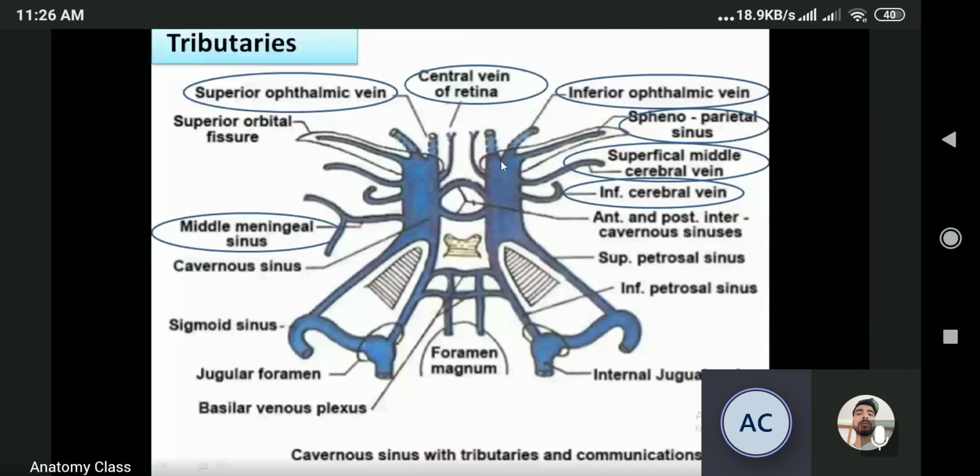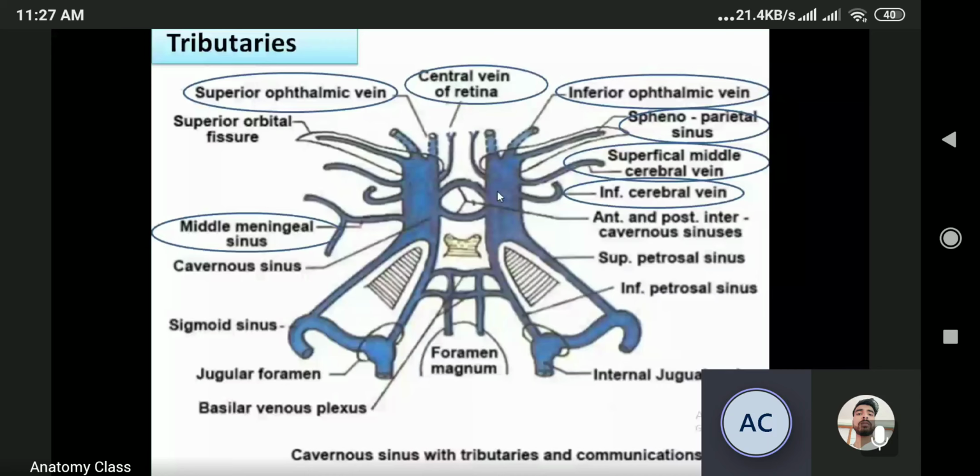While from the meninges, the veins draining into the cavernous sinus are the middle meningeal vein as well as the sphenoparietal sinus. And from the cerebrum, the superficial middle cerebral vein and inferior cerebral vein drain into the cavernous sinus. Remember, you need to know about the extent of the cavernous sinus, its relations, as well as tributaries and even the communications of the cavernous sinus.